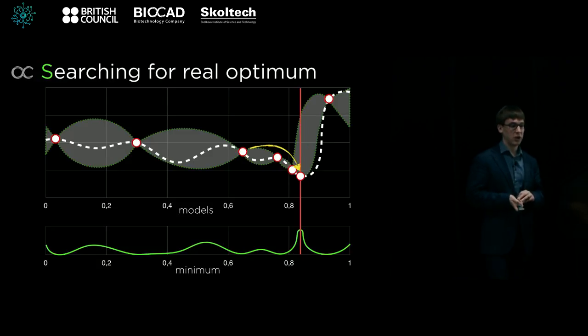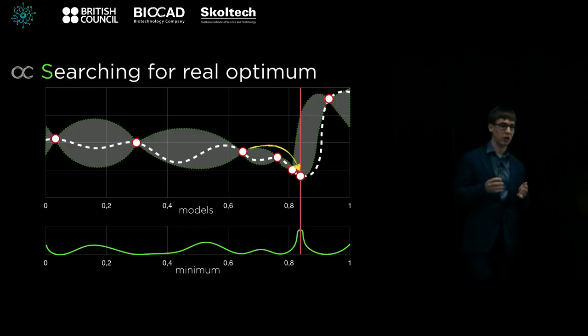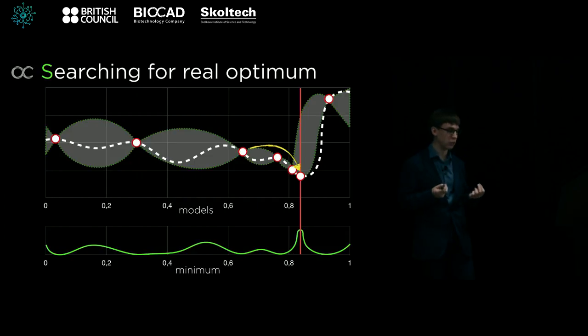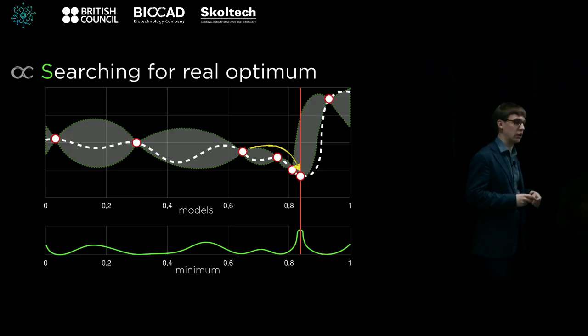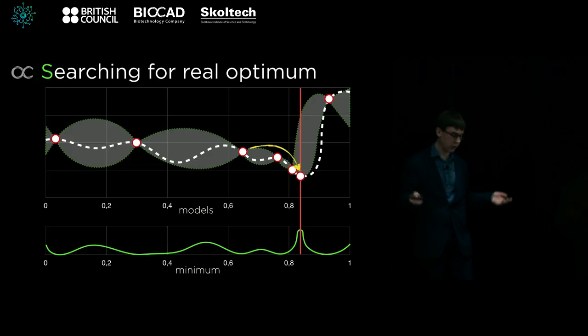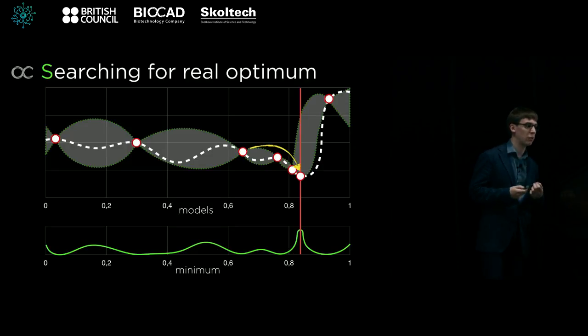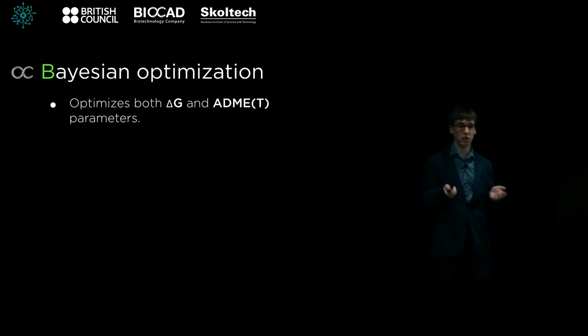This method is called Bayesian optimization, and it was introduced in 1978, but got a second wind at the end of the 2000s on the problem of neural network metaparameter optimization, where you cannot just perform a grid search in the whole search space, while random selection of these parameters gives you some suboptimal solution. So as Bayesian optimization uses functionals, we can optimize both thermodynamics and ADMET at the same time.